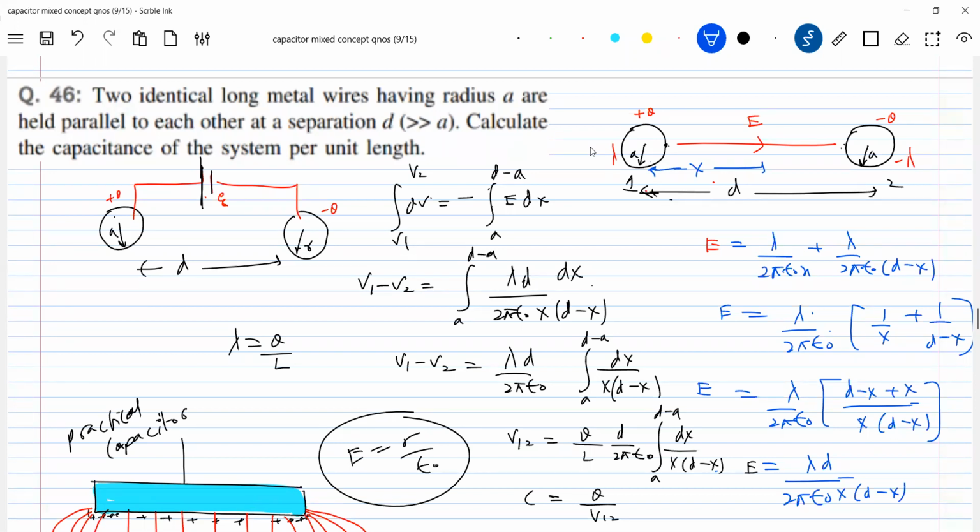Then substitute here. So again the same method: capacitance equal to Q by V12. What you get, V12 will be in terms of Q. Then C by L you have to calculate.